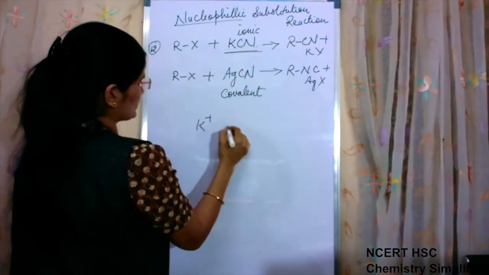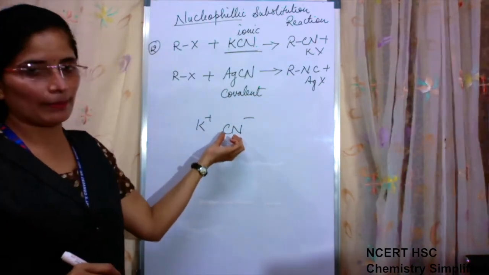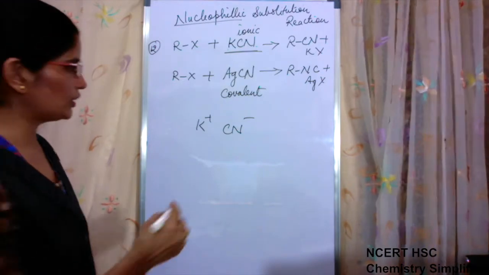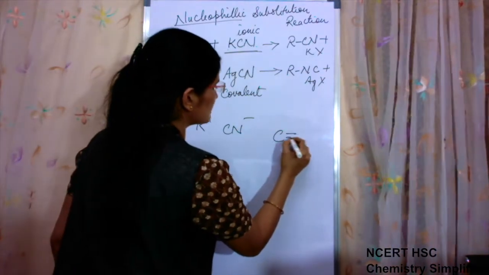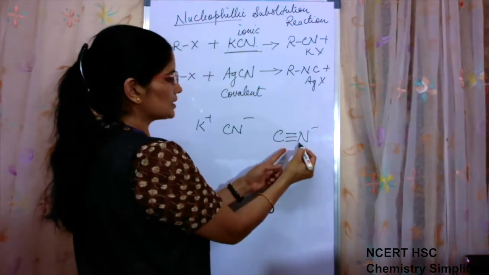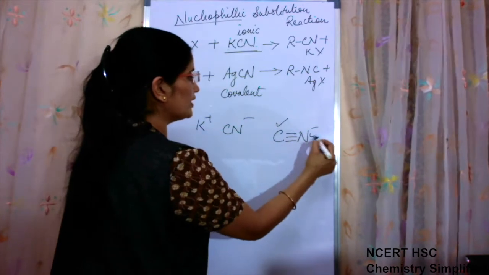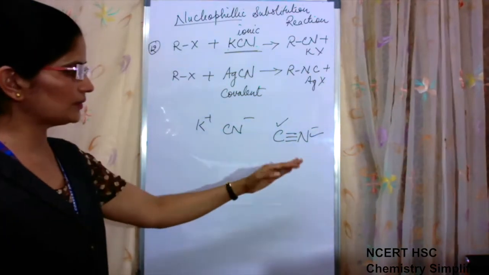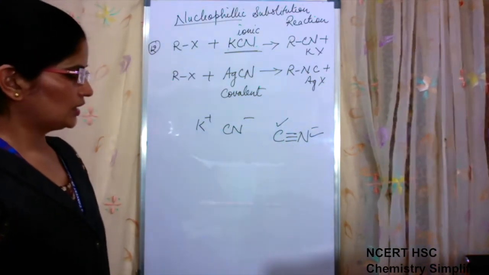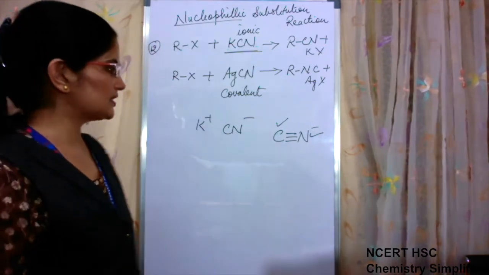K is positive, CN is negative. We know that CN is an ambidentate group. What is the meaning of ambidentate? That C triple bond N is there, and this attachment point for the molecule can be C also and N also. Both of them can make a bond to form the compound. When such a group is there, it is known as an ambidentate group.